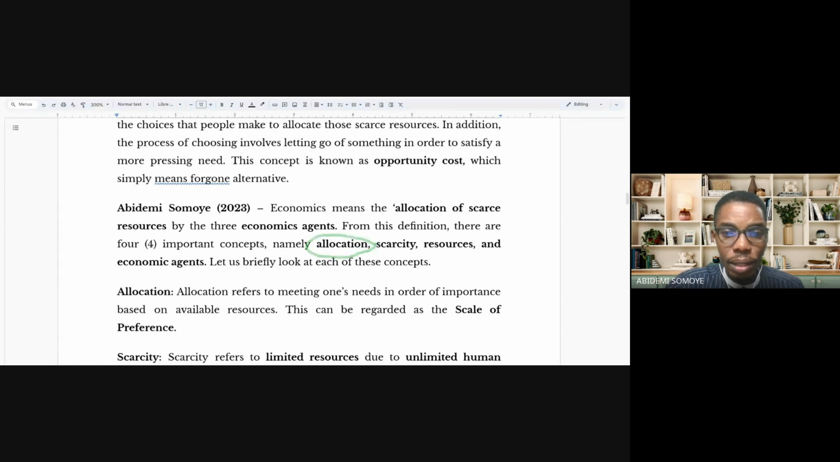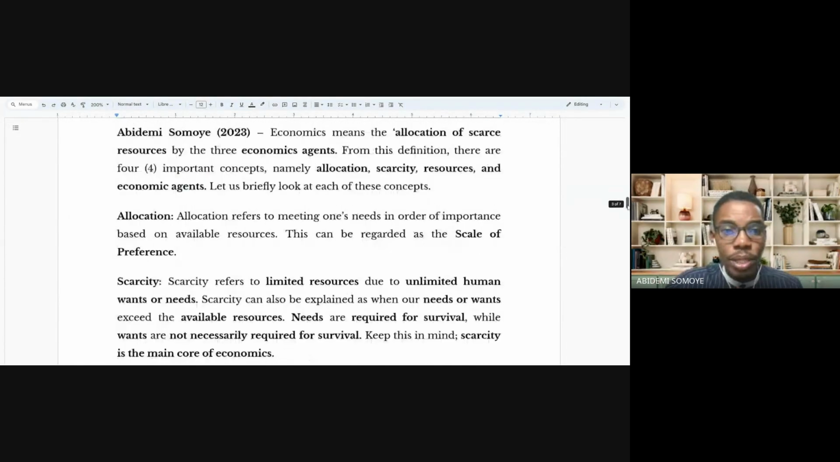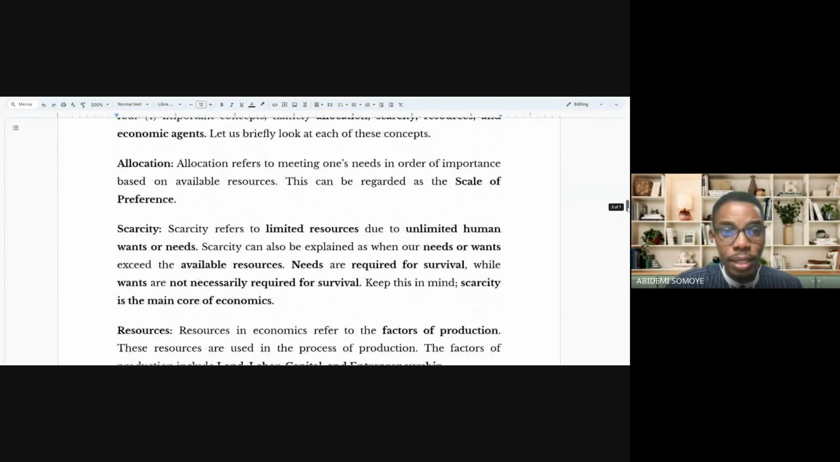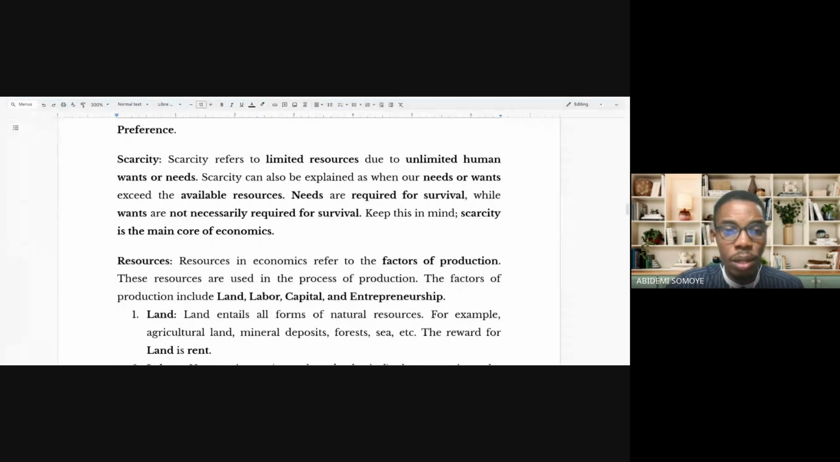Right. I've dealt with scarcity. Now let me go to resources. So let's say scarcity refers to limited resources due to unlimited wants or needs. I've differentiated between wants and needs. You need it for survival. Wants are things that you desire, not necessarily required for survival. Okay, keep this in mind. Scarcity is the main core of economics.